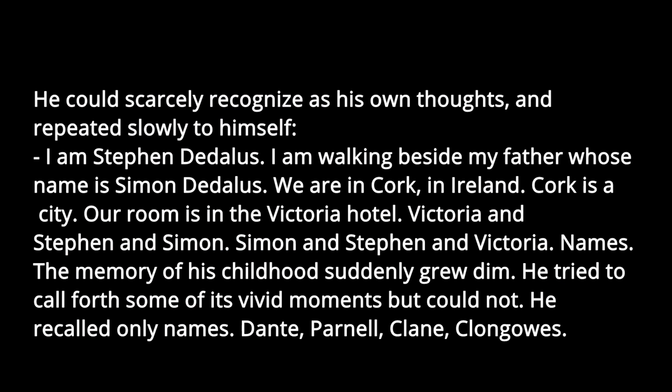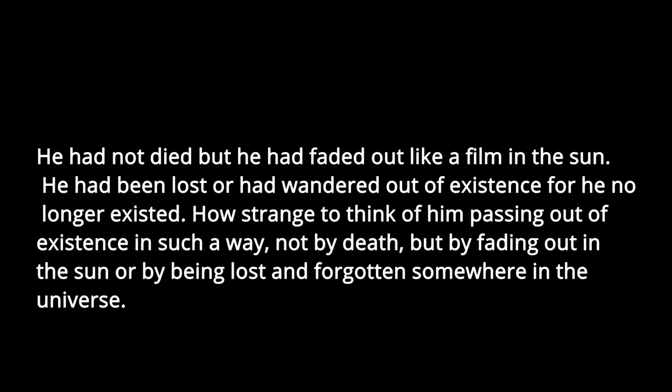He could scarcely recognize his own thoughts, and repeated slowly to himself, I am Stephen Dedalus. I am walking beside my father, whose name is Simon Dedalus. We are in Cork, in Ireland. Cork is a city. Our room is in the Victoria Hotel. Victoria and Stephen and Simon. Simon, Stephen, and Victoria. Names. The memory of his childhood suddenly grew dim. He tried to call forth some of its vivid moments, but could not. He recalled only names. Dante, Parnell, Clane, Clongowes. And then later on in this passage he says, he had not died, but he had faded out like a film in the sun. He had been lost or had wandered out of existence, for he no longer existed.